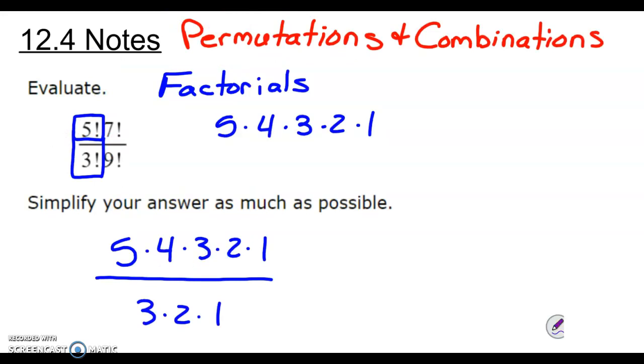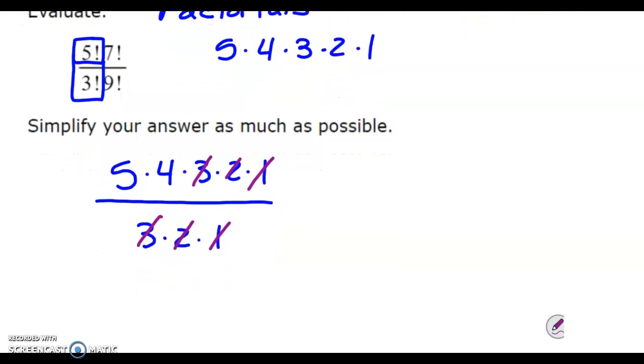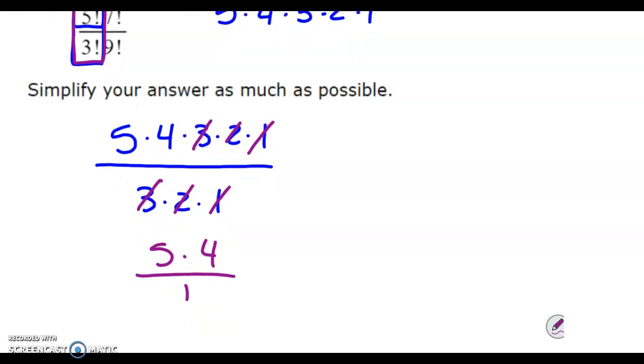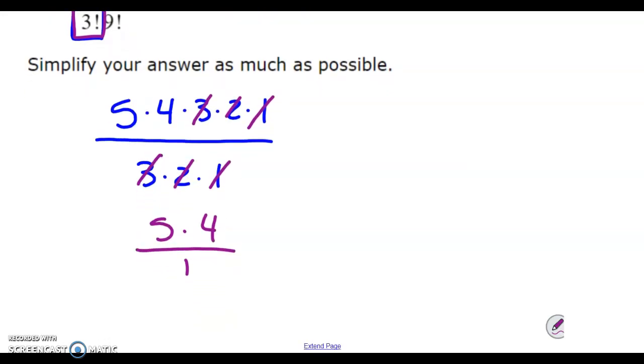You can cancel out the fact that both of them have a 3, both of them have a 2, both of them have a 1. Really, 5 factorial over 3 factorial simplifies down to 5 times 4 all over 1. That's what all that work did when we're simplifying. Okay? So you're down to what's ultimately going to be 20 there.